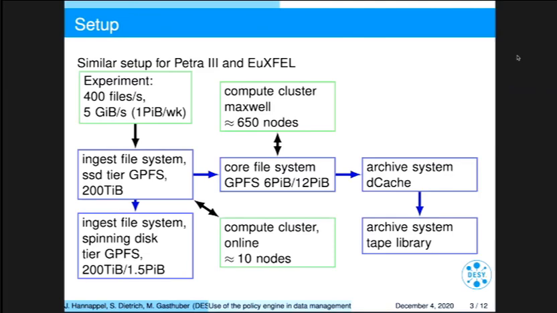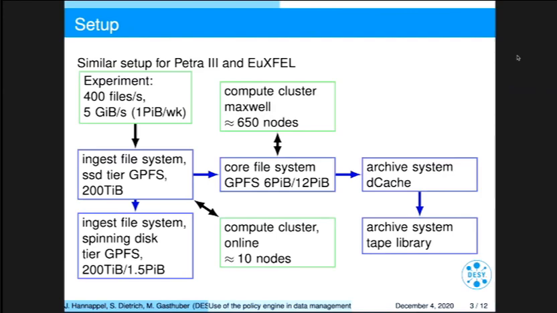Data are then moved to a so-called core file system or offline file system, which is 6 petabytes in the DESY case and 12 petabytes in the XFEL case. Then the data are moved to an archive system, which is dCache, which is a development by DESY and some other high energy labs. And from there, data are stored into an archive system, which is a tape library.